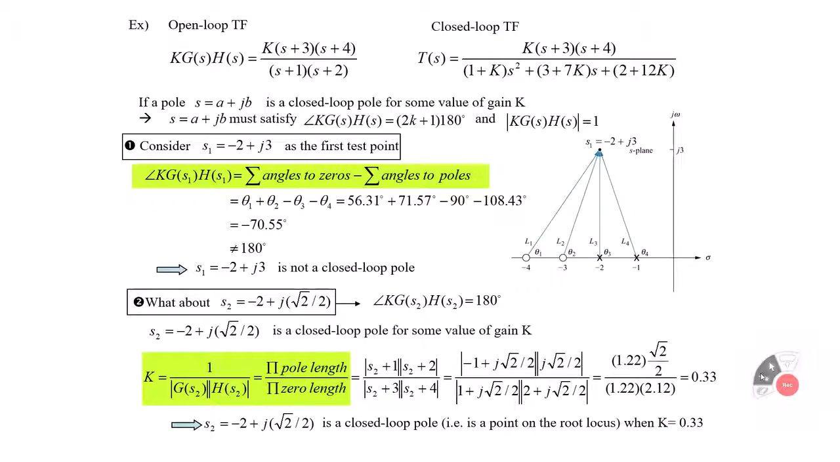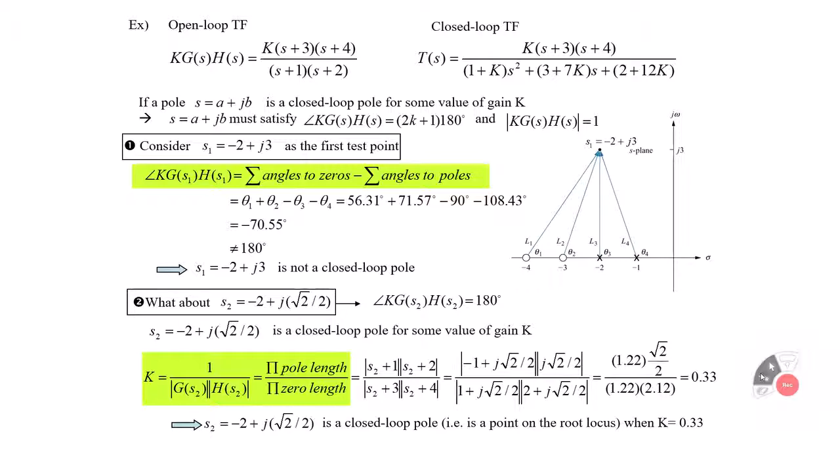Now, what is my test point? This. So you can plug in here, here, here, here. We have this. You can compute the magnitude, right? Which means what? When I increased my gain K up to 0.33, this point will be my closed loop. Okay?